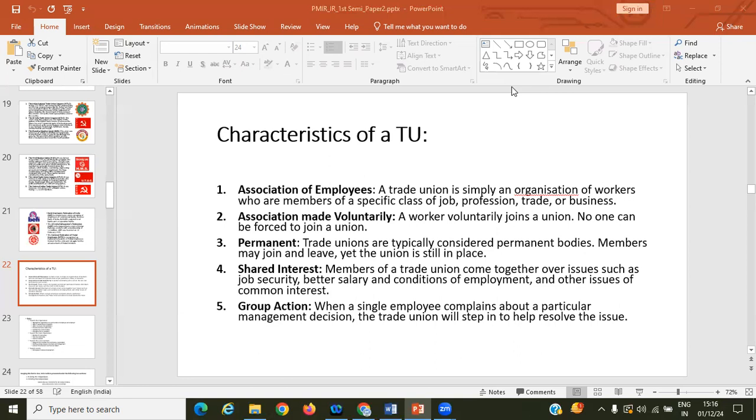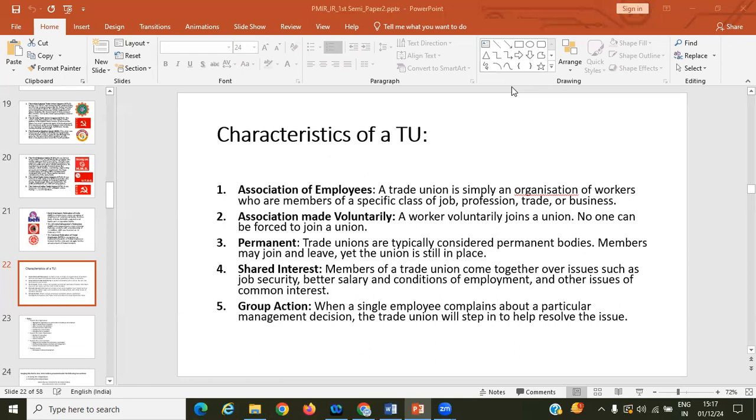Voluntary. So anyone joining the union is voluntary; it is not forced. One is asking you to join, so it is up to you whether you join or not. Then permanent, we understood. Another characteristic is permanent.